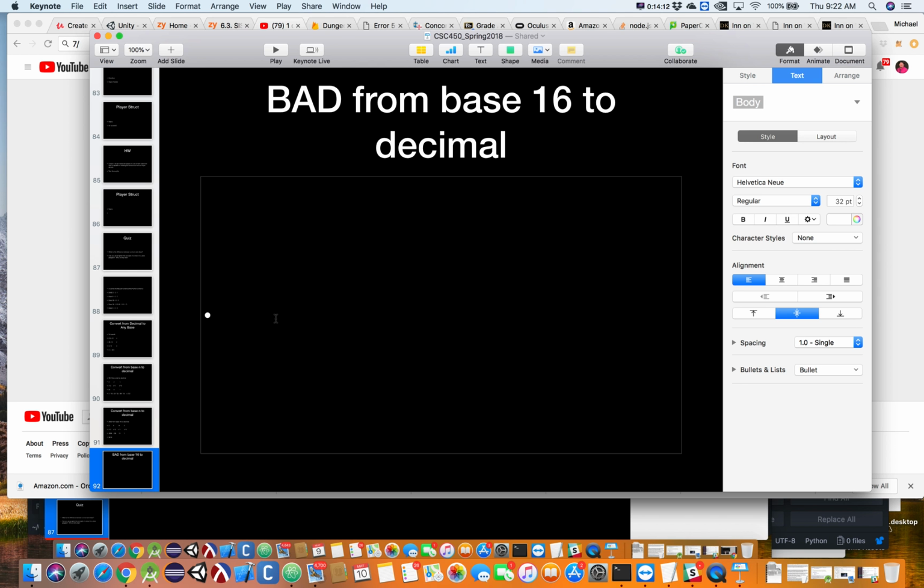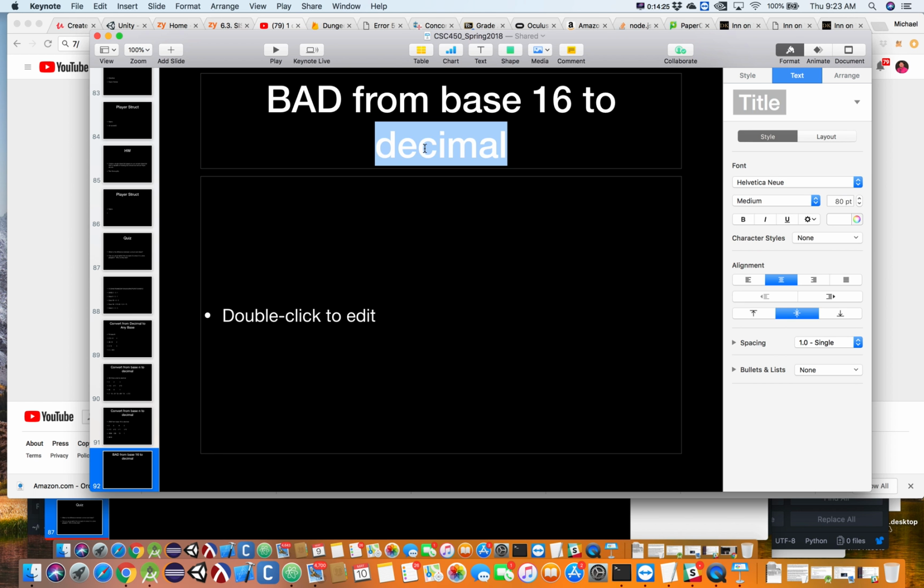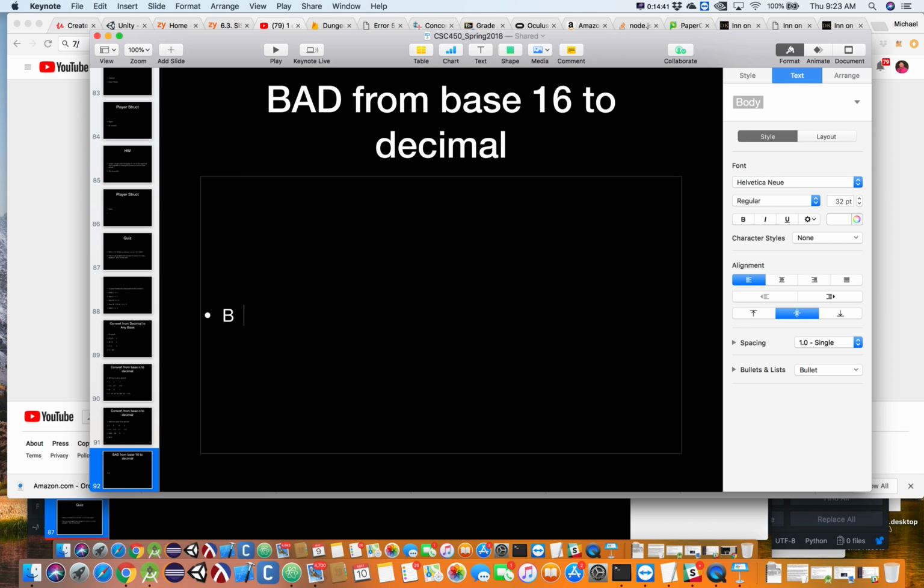Am I using the one where I divide over and over again, or the one where I do the place, the place with the multiplication? Yep, because we're going from some other base to decimal. Our output is going to be decimal, so we do the place thing. If our output is some other base, we do the divide thing. Make sense? All right, so I'll type out BAD here.